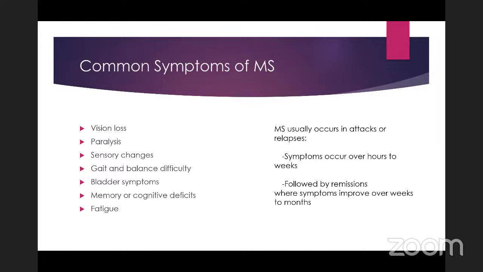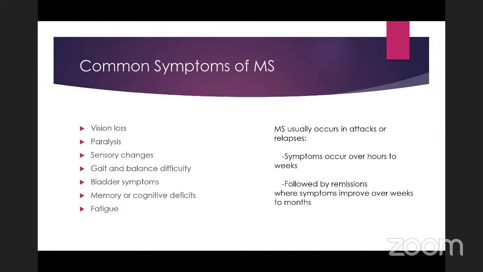So what are some common symptoms of MS? MS affects the brain, the spinal cord, and the optic nerves, so it can cause a very wide range of symptoms for that reason. Some of the more common ones are things like vision loss, paralysis or weakness of the arms or legs, sensory changes, either numbness, lack of sensation, sometimes neuropathic pain. Some patients have difficulty with gait, and that's either due to weakness or imbalance. Also bladder symptoms, so difficulty controlling the bladder, memory and cognitive symptoms, and fatigue is fairly common too.